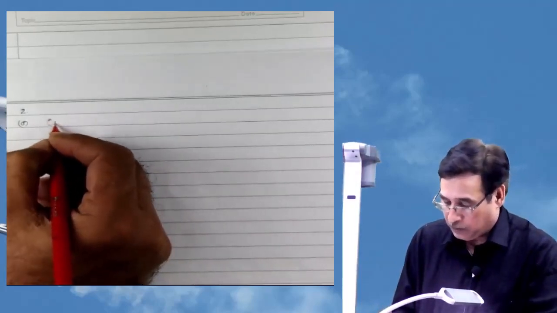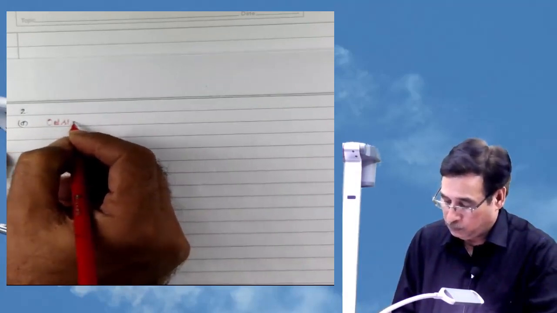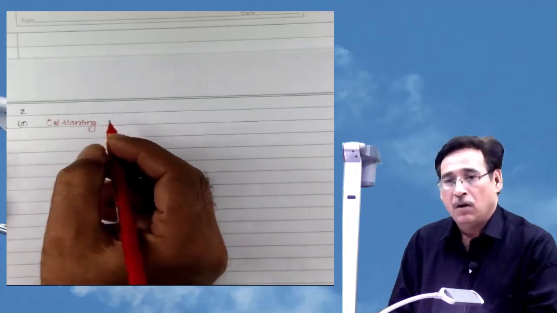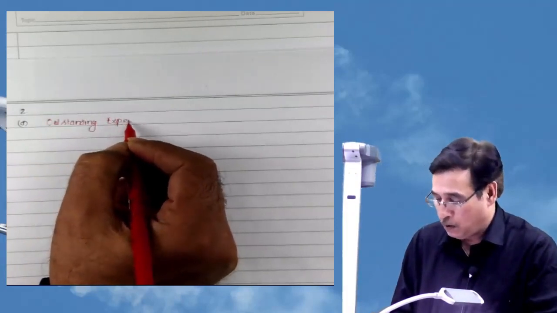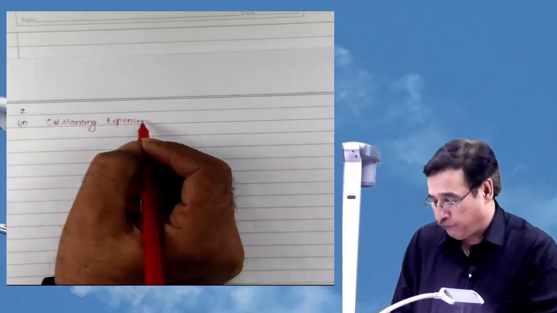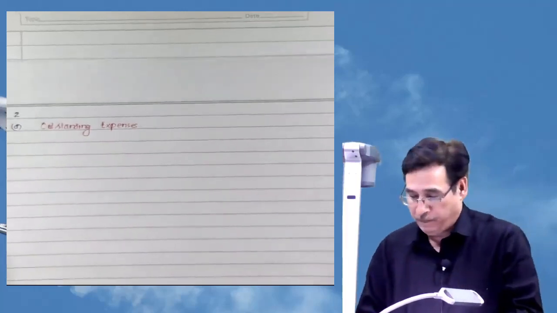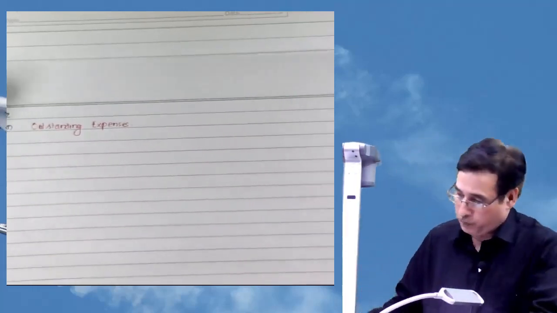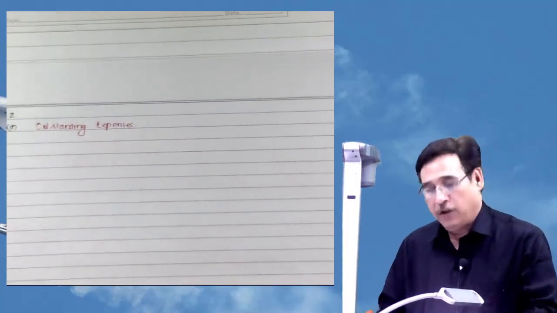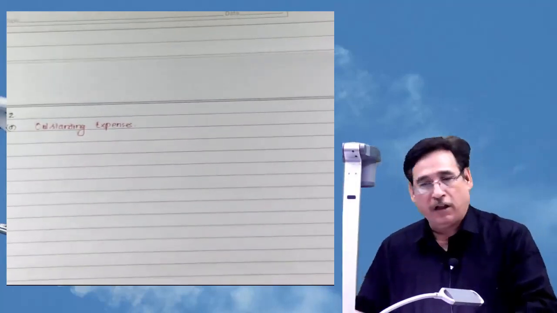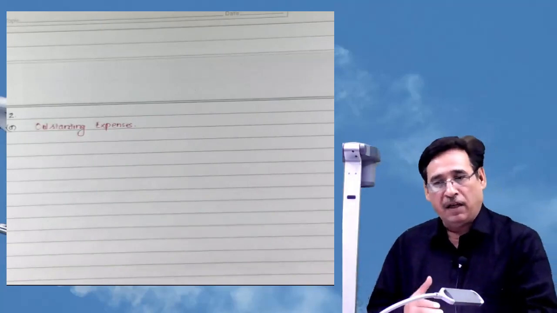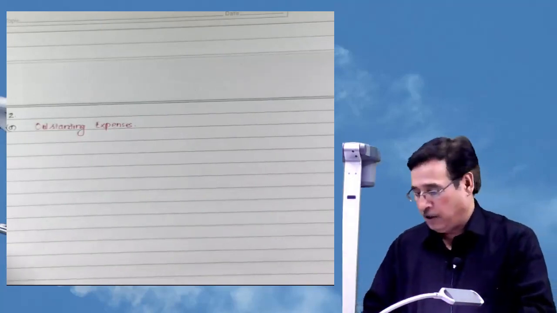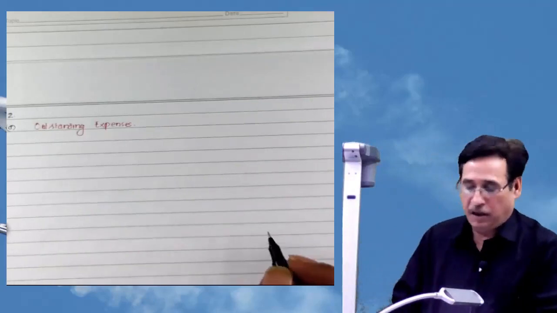Outstanding expenses. First of all, what do you mean by that? Outstanding expenses means expenses which are due but not paid. That means till up to the end of the accounting year, these expenses haven't been paid in spite of the fact that they had become due. Correct? So you haven't paid these expenses. These are known as outstanding expenses.